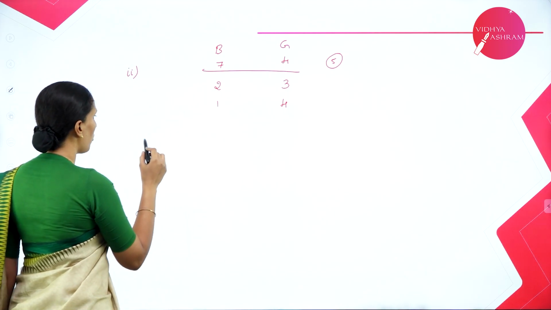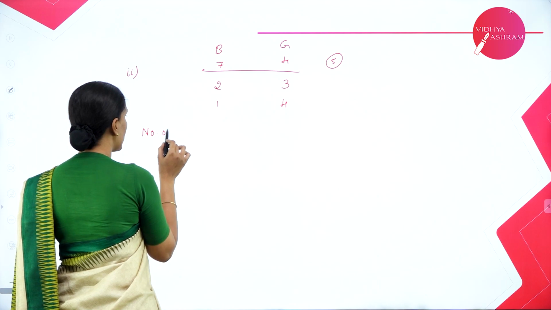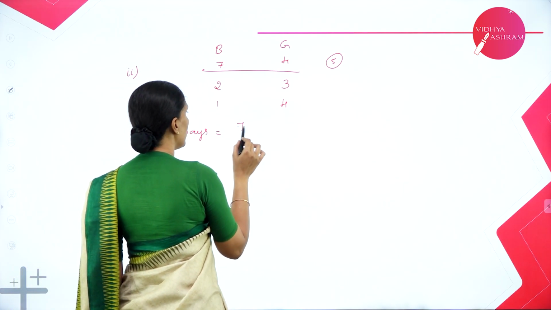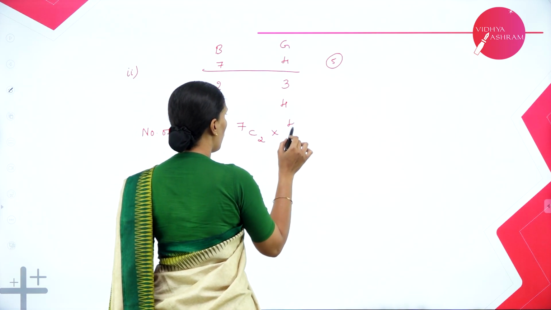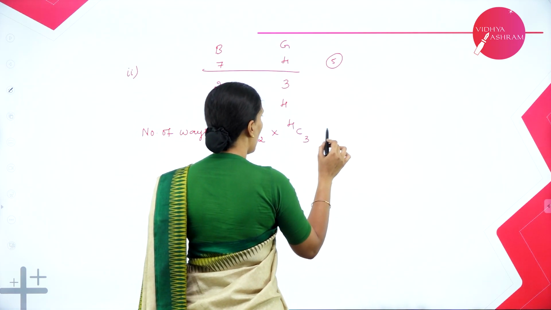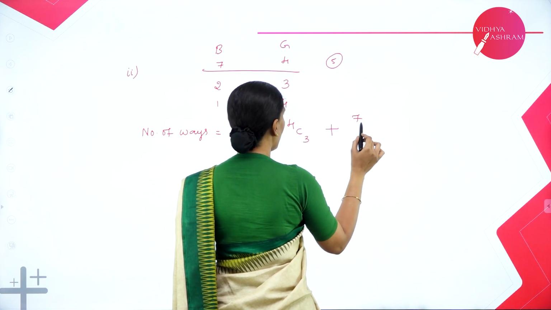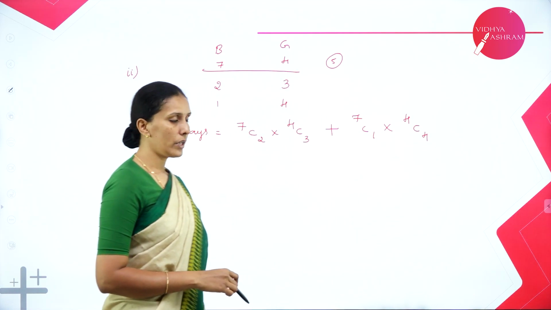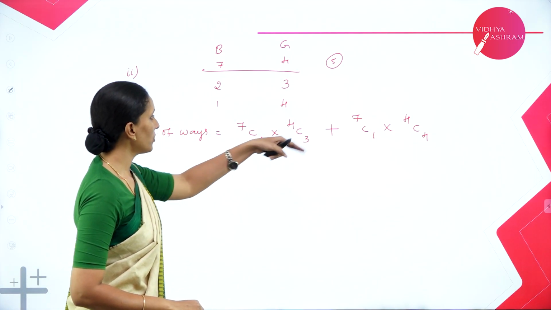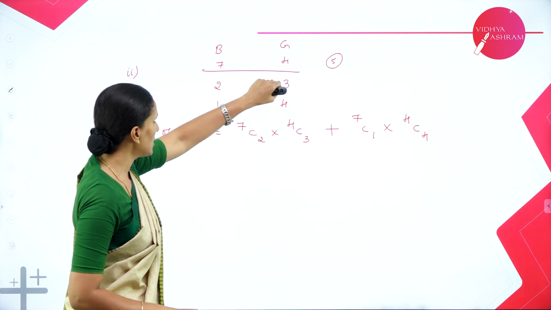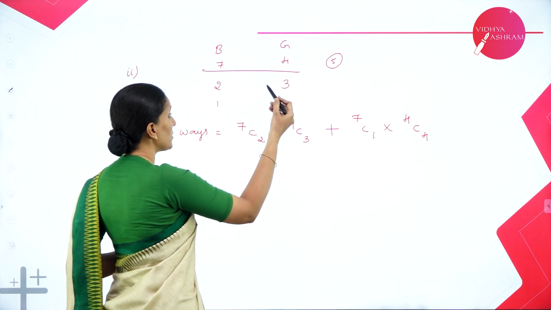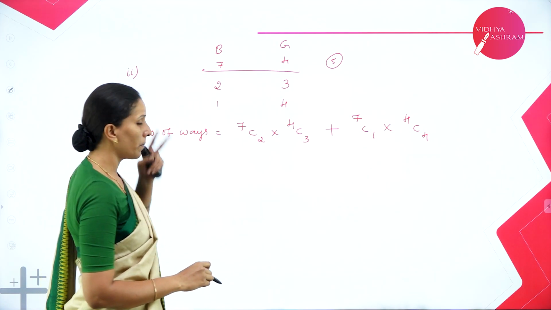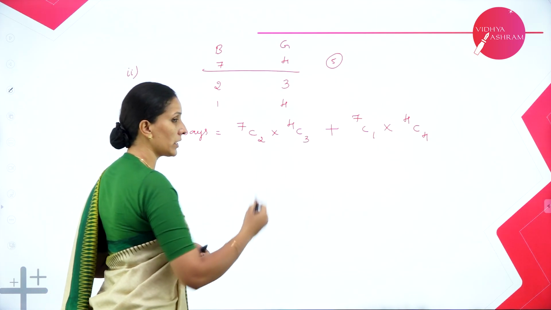So here, the number of combinations or number of ways is equal to 7C2 into 4C3 plus 7C1 into 4C4. So here, the combination goes in such a way that if we choose 3 girls, then there should be 2 boys. Suppose we choose 4 girls, then it has to be 1 boy. So therefore, any of the combinations is valid. So that's why we are using OR here.